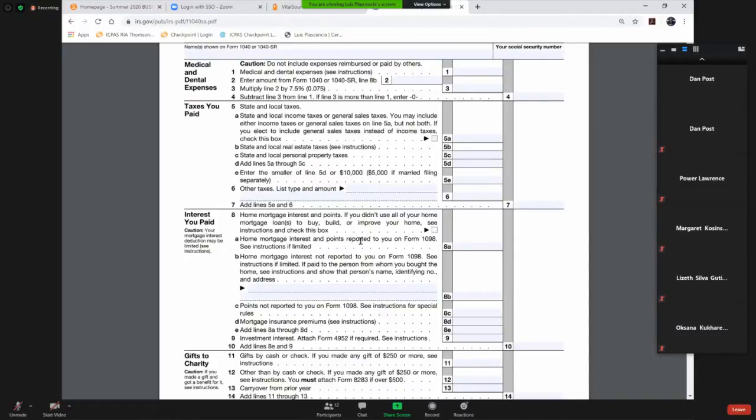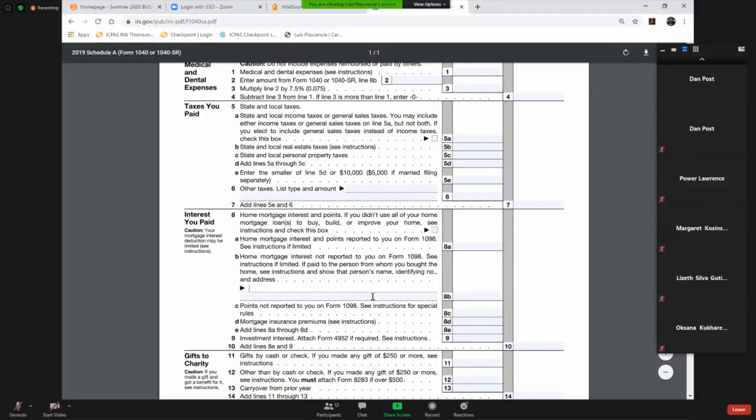Okay, that's for interest. And then even for seller finance, I'm sure you've probably heard about seller finance. There's no 1099 for that. You just put the person's name and Social Security number. They would have to report it as income, but this is how you would report it on the Schedule A.